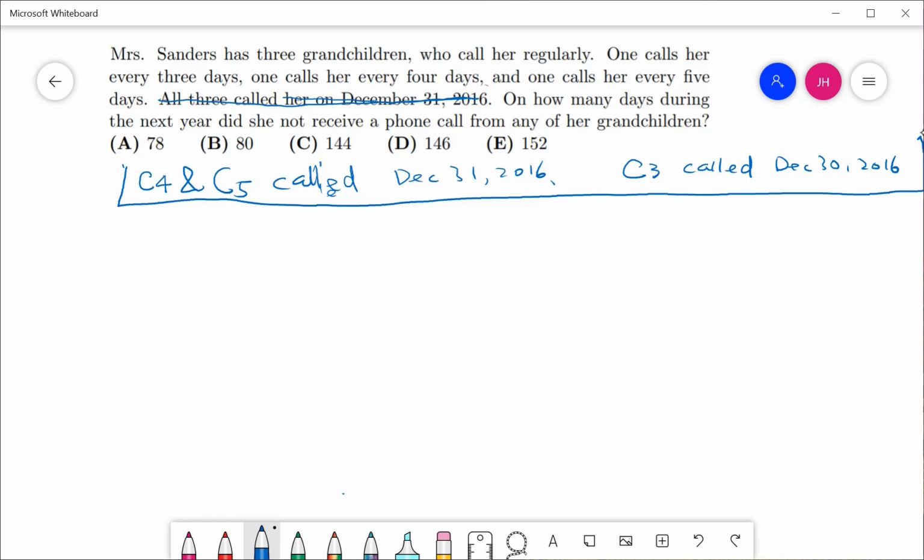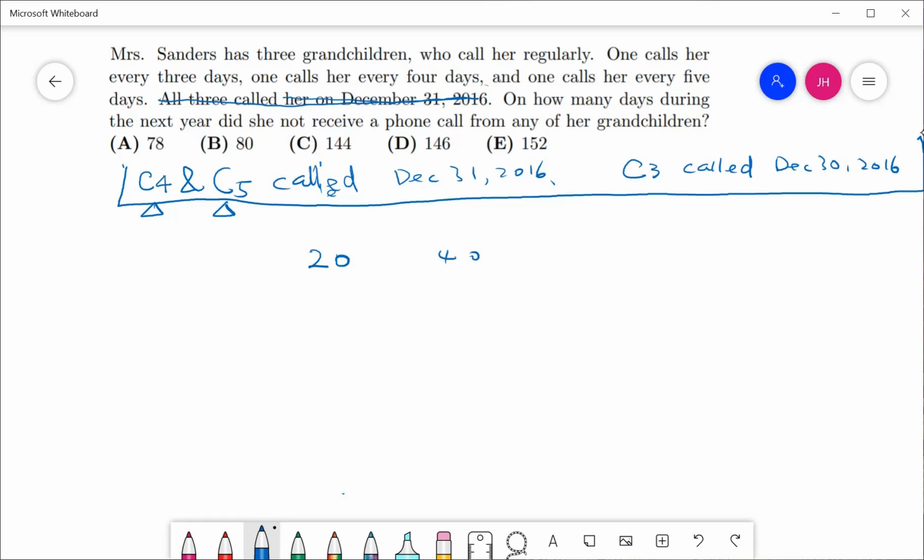So a good way to handle this is to force them to be aligned. Let's move the days forward a little bit so that we can get them aligned before we do the regular calculation. So let's continue. What I mean is that children 4 and 5 will still do the regular thing, right? Every 4 days and every 5 days. So we know that every 20 days, these two grandchildren will call her on the same day. So we call that every 20 days, right?